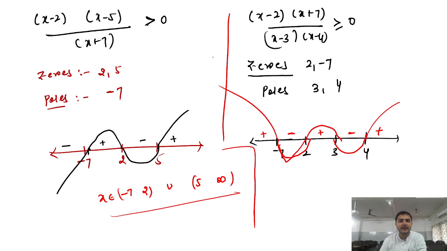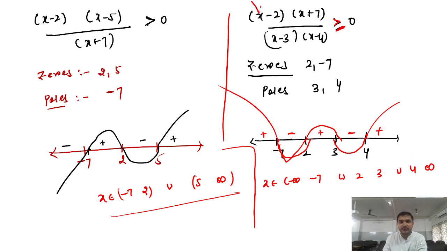Now you people help me out here. So, sir, they are asking greater than or equal to 0. Okay, greater than means we need to answer the plus sign. The plus sign we have from minus infinity to minus 7, union 2 to 3, union 4 to infinity. So now the equality symbol is there, so boundary values we need to include.